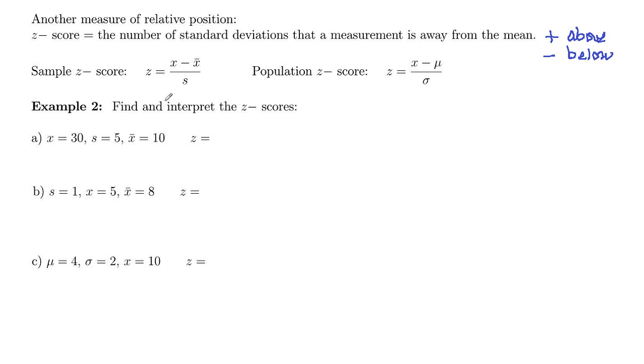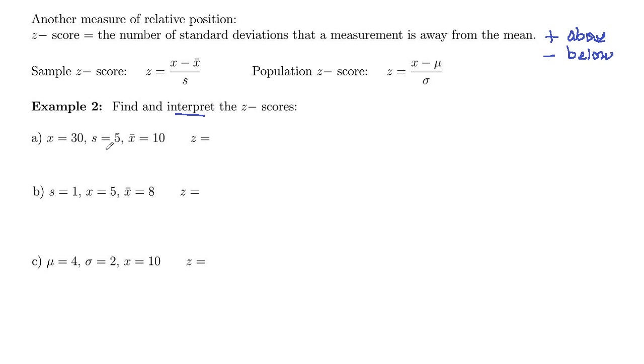So, for example, the formula for z-score for sample data is value minus mean over standard deviation. So the difference from the mean, or the deviation, divided by the standard deviation. For population, it's x minus mu over sigma. Again, value minus mean over standard deviation. So here they want us to find and interpret the z-scores.